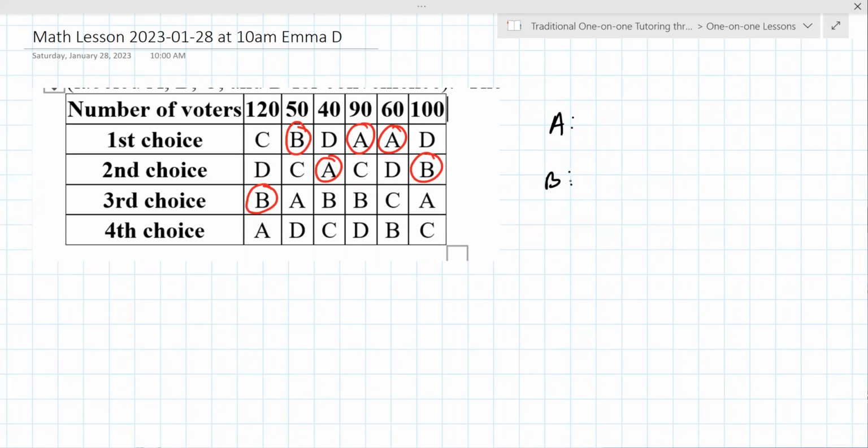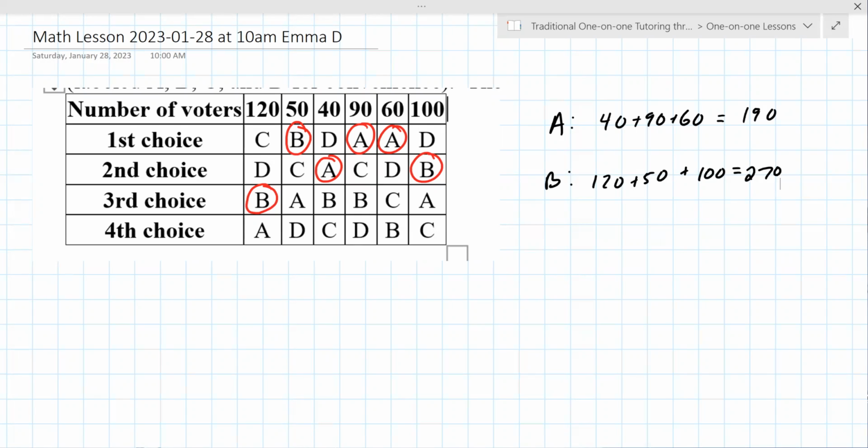What does A get? What does B get? All right, so A is 40 plus 90 plus 60, which is 190. B is 120 plus 50 plus 100, which is 270. Yeah, so B wins. B gets a point. And then we do A versus C.